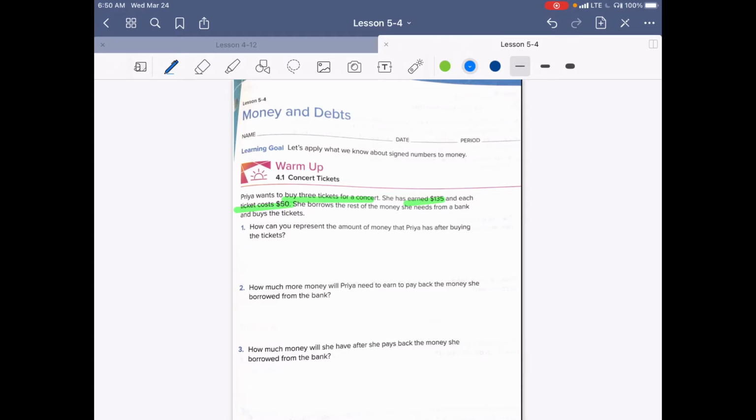Well, we can use some simple reasoning. She buys 3 tickets at $50 each. We know 3 times 5 is 15, and we just add a 0 for the 50. So we have 150 minus 135, which would be a difference of 15. But because Priya had to borrow the money, this makes it negative. So our answer would be negative 15.